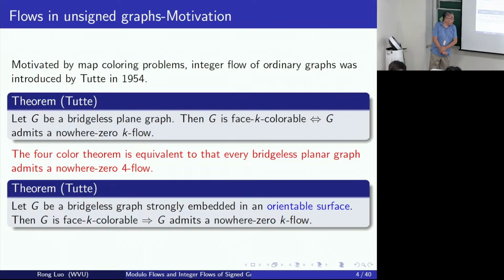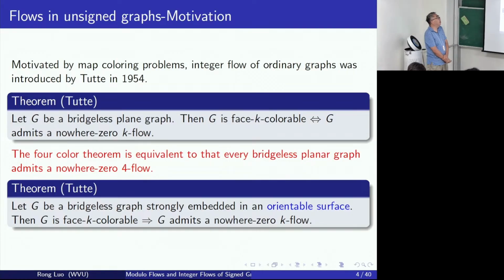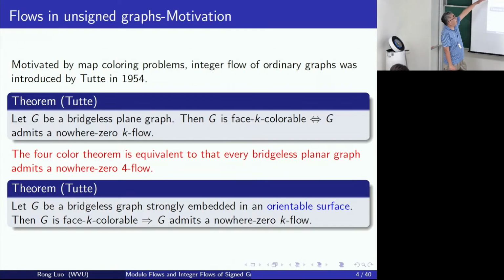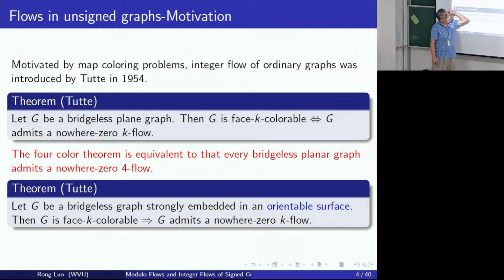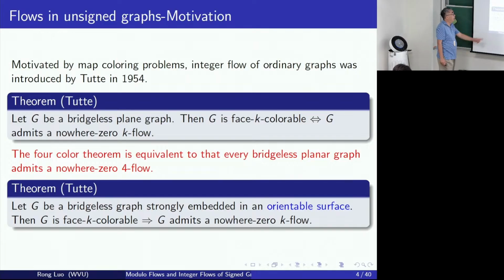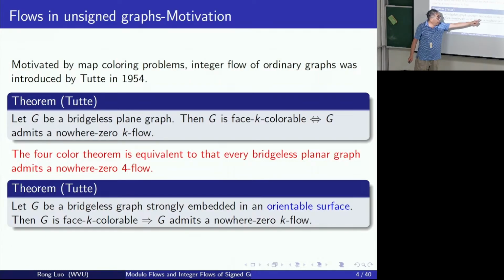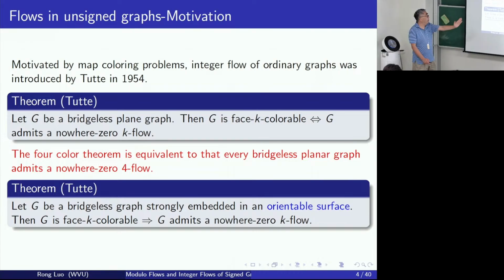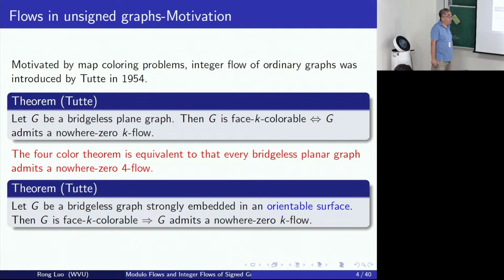Then we can prove that G being k-colorable implies G admits a nowhere-zero k-flow. Unlike the plane graph case, where k-colorable holds if and only if there is a nowhere-zero k-flow, in general for a general orientable surface there is only one direction. It's not if and only if. K-colorable implies nowhere-zero k-flow.